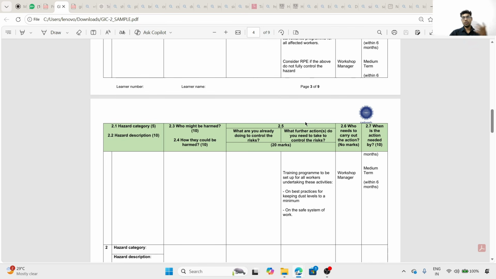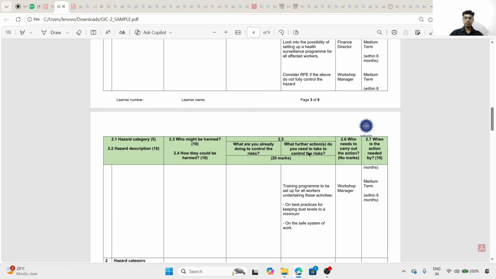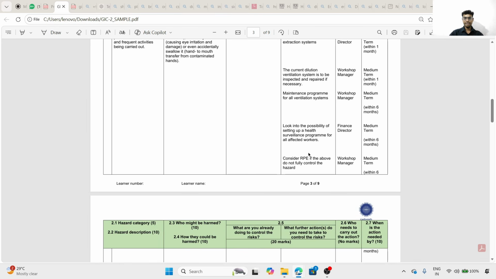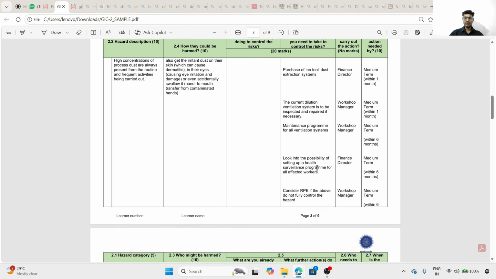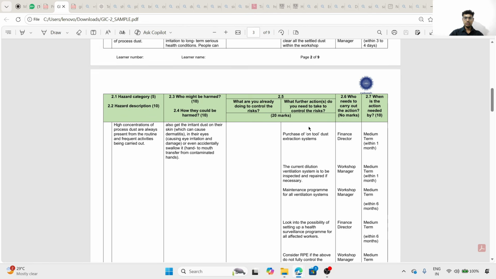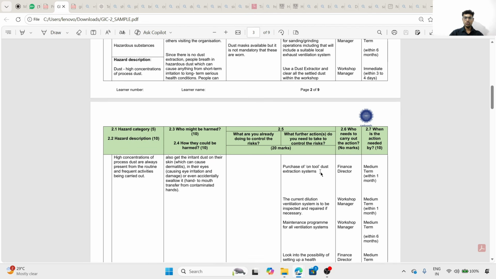The respiratory protection and everything is being said for the particular safety that comes in the PPE. So this format should go on. Maintenance program for all ventilation systems, the engineering controls and everything has been mentioned over here. Current dilution system, inspection, repair, maintenance, and all these things. So engineering control is also being said over here. Okay. So purchase of on-tool system.